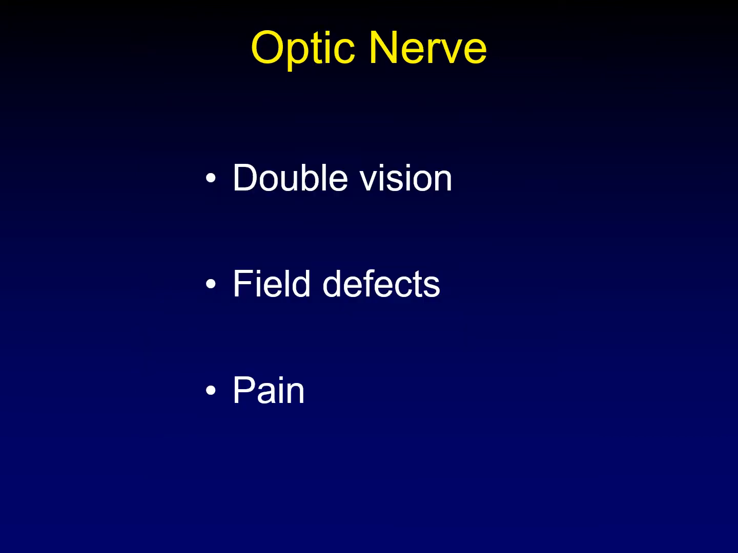Number 2, the optic nerve. It's pretty obvious when the optic nerve starts to go wrong. People are quick to complain when they have double vision or field defects. Also, pain within the orbit can be an indicator of optic nerve disease.